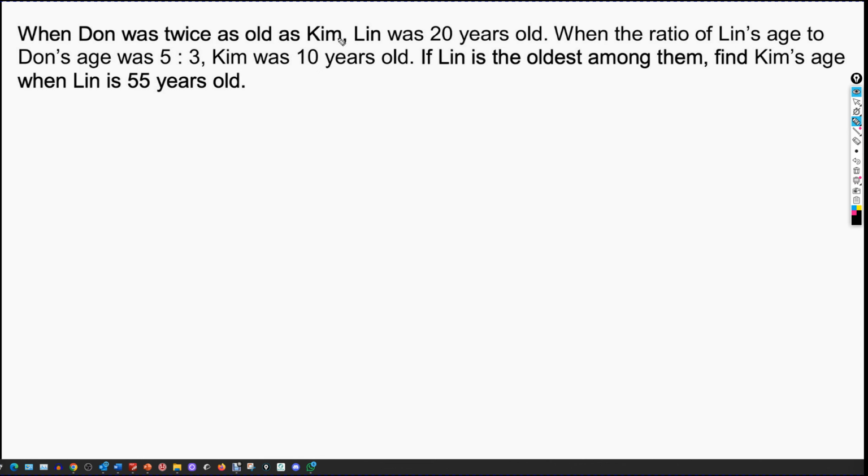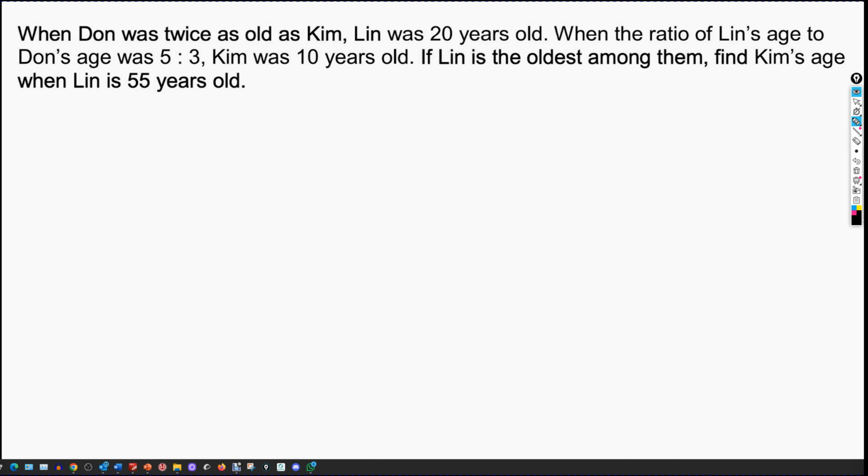When Don was twice as old as Kim, Lin was 20 years old. When the ratio of Lin's age to Don's age was 5:3, Kim was 10 years old. If Lin is the oldest among them, find Kim's age when Lin is 55 years old. Okay. So let's see how we tackled this.